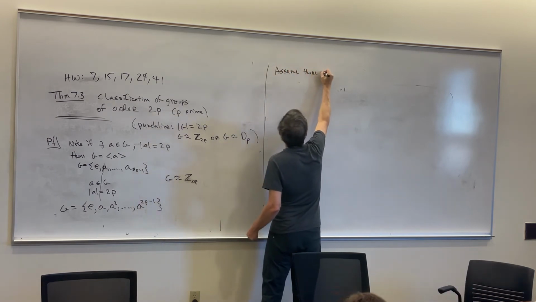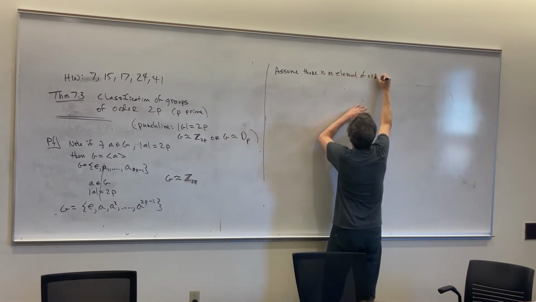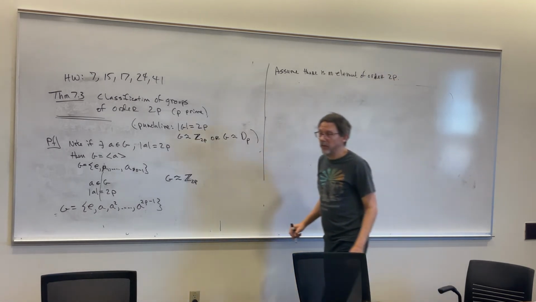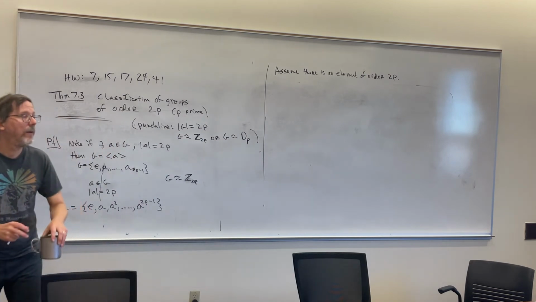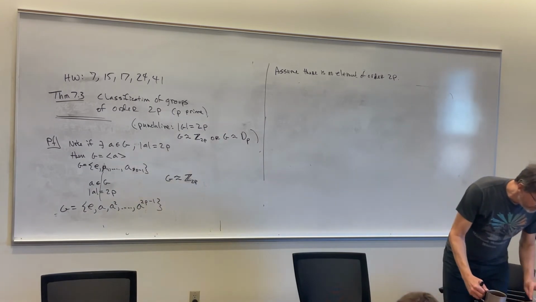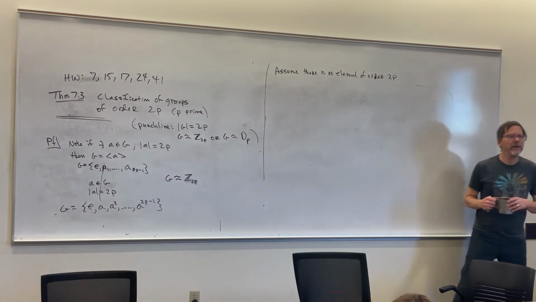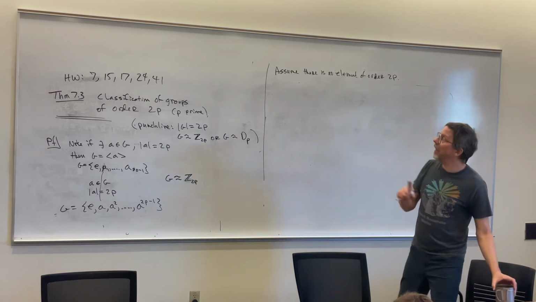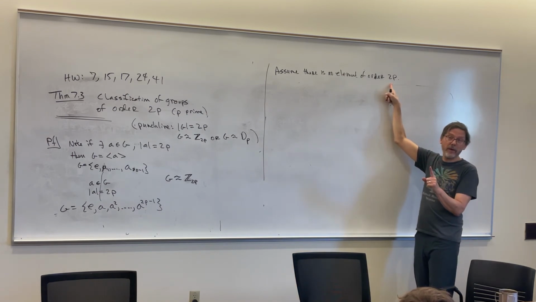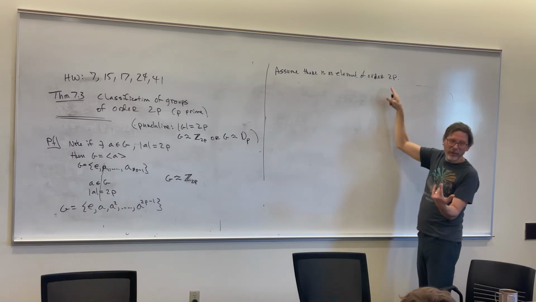Assume there is no element of order 2P. What are the possible element orders then? Think Lagrange's theorem and results. What are the divisors of 2P? So 1 and P, but what else? 2. And if the thing is order 1, then that's not going to get us the group, that's just the identity.